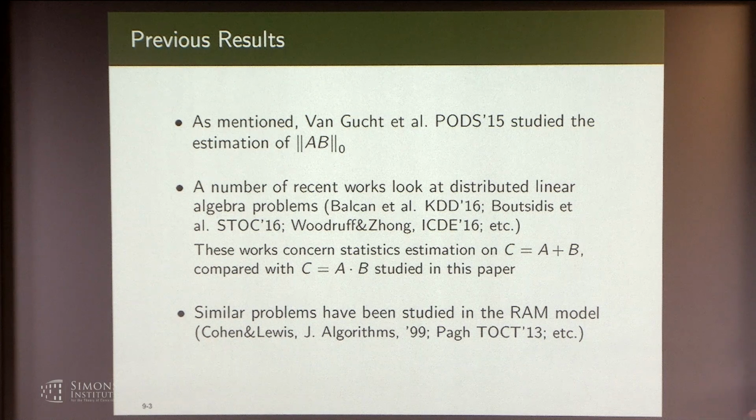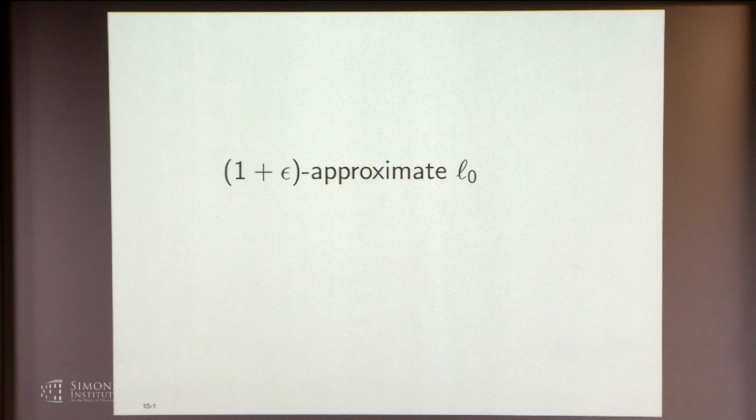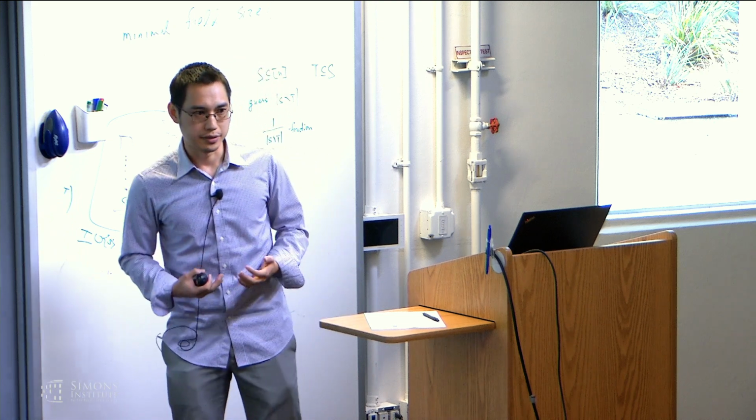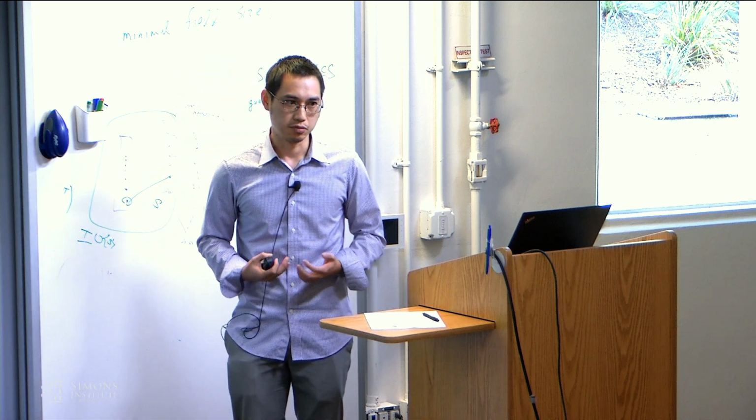And these similar problems have been studied in the RAM model. There are quite a few papers on the RAM model. But surprisingly, I think it's a very simple, clean problem, and not much work has been done in the distributed model. Okay. So this is all I know. So in the rest of the talk, I will give you two simple algorithms for L infinity and L0, and I also mention some ideas on the lower bound proofs.